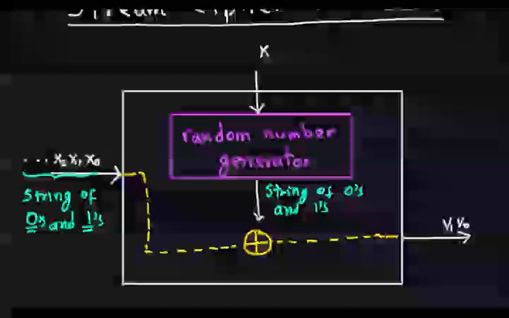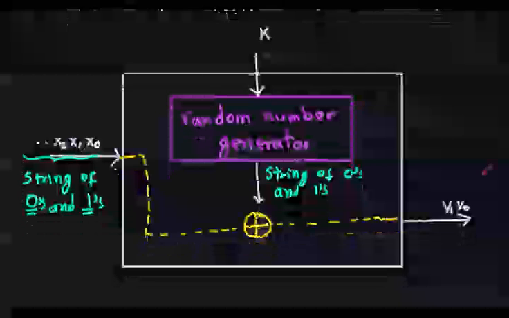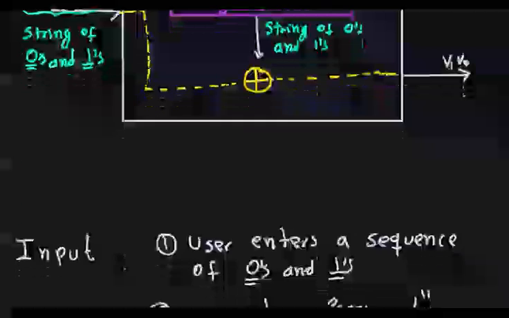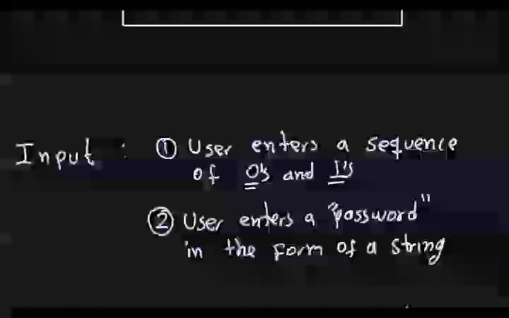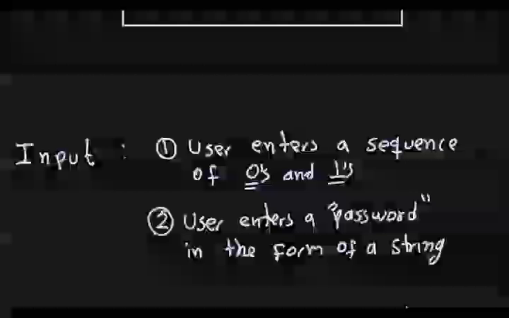So to be able to do this, let's write down the requirements of this program. So what are the requirements? The requirements are this. The input is going to have two parts. The input is going to be like this.